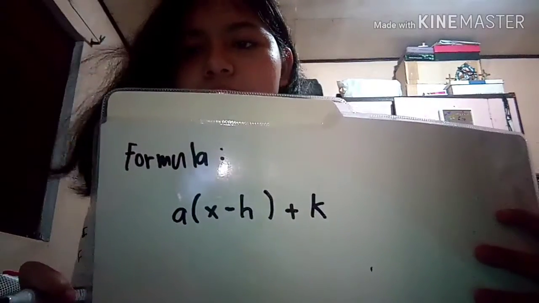for the vertex, it's going to be a(x minus h) squared plus k. Right here. So once we got that, that is going to help us do our parabola.